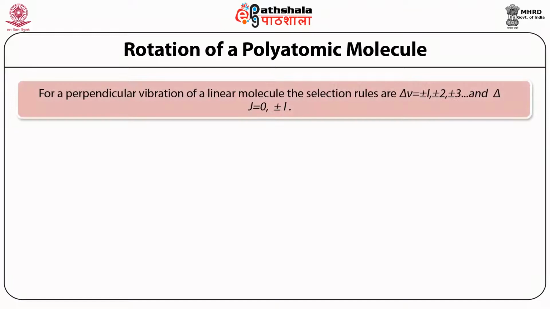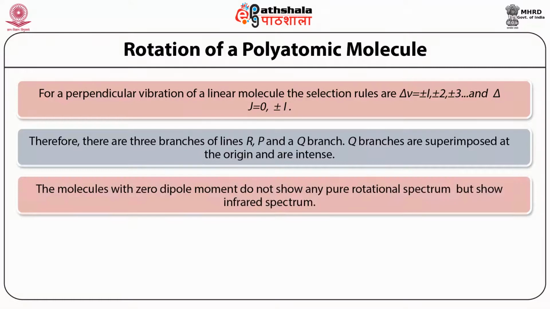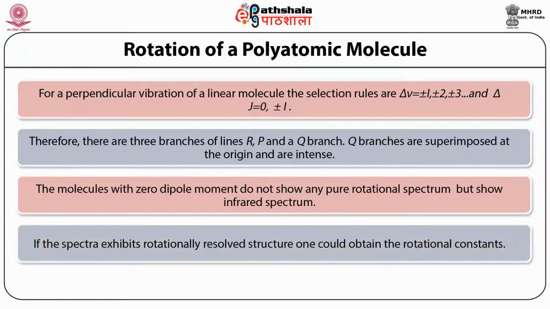For a perpendicular vibration of a linear molecule, the selection rules are delta nu is equal to plus minus 1, plus minus 2, plus minus 3, and delta J is equal to 0, plus minus 1. Therefore, there are three branches of lines: R, P, and a Q branch. Q branches are superimposed at the origin and therefore are intense. The molecules with zero dipole moment do not show any pure rotational spectrum but show an infrared spectrum. If the spectrum exhibits rotationally resolved structure, one could obtain the rotational constants.